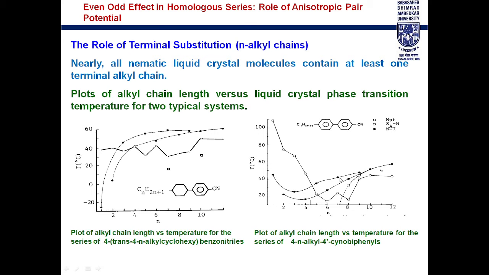Another example is 4-n-alkyl-4'-cyanobiphenyl. Here again, as n increases, initially the transition temperature decreases, but when n crosses 5, it shows the alternation in the phase transition up to 9, and from 9 the phase transition temperature becomes smooth. This alternation in the phase transition temperature is the even-odd effect in a homologous series.